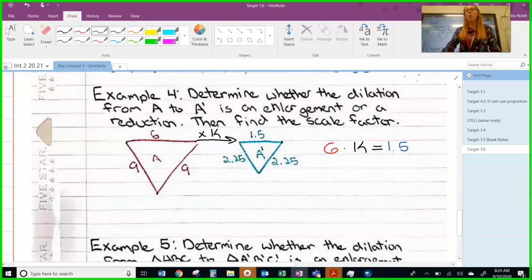I only have to do it once. That k, as soon as I find that k, it's going to be the same for all of them. So it doesn't really matter which sides you choose. Okay? So 6 times k equals 1.5. I want to solve for k. So easy enough. I'm going to divide by 6.